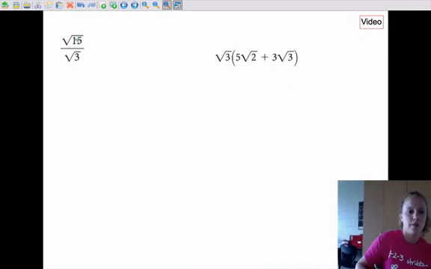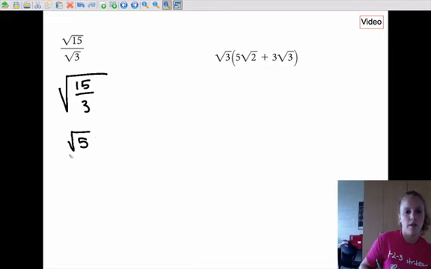Moving on to a division problem, we have the square root of 15 divided by the square root of 3. We can make that operation under one big square root, so that's going to be the square root of 15 divided by 3. 3 goes into both of those. It goes into 15 5 times and 3 once. So we're going to have the square root of 5, which we know from the video before is an irrational number, and that's as simplified as we can get.